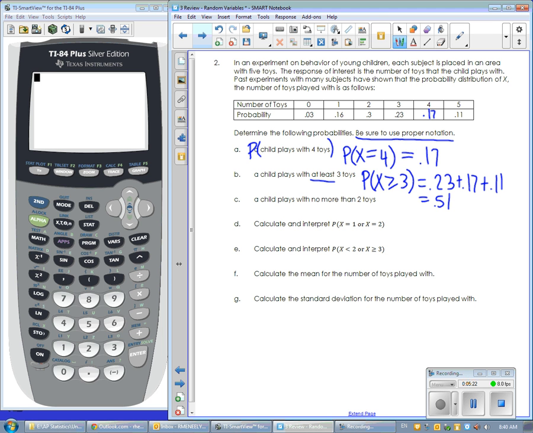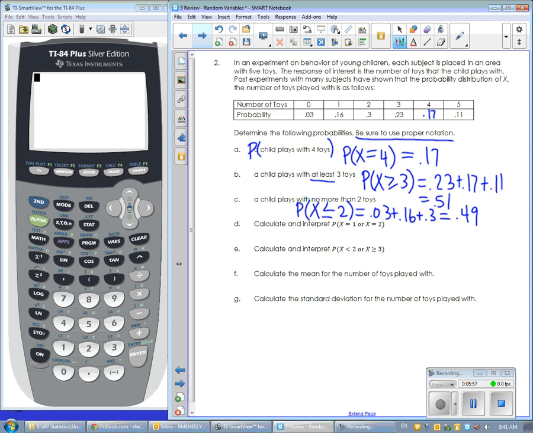In letter C, a child plays with no more than 2 toys. That means that it's 2 toys or less, and so this is going to be the probability that x is less than or equal to 2, and so that's going to be 0.03 plus 0.16 plus 0.3. Remember, when we list our probability distribution, when we enumerate all the different outcomes for x, they are distinct. That also means that they are discrete, so that there's no overlap. I can simply add the probabilities together. I don't have to subtract the intersection because there is no intersection. They're all disjoint. And so I think that is 49%.